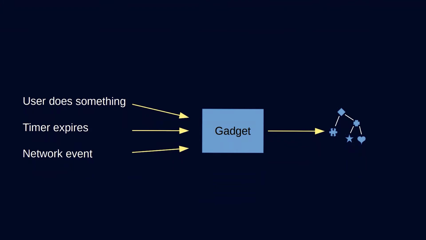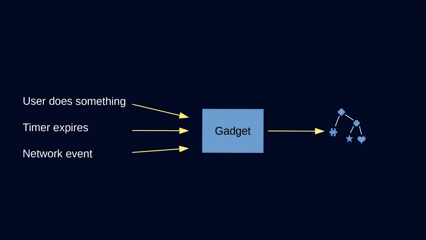Here's how all of that works from the gadget's point of view. A bunch of different things could cause the gadget to want to change what's being drawn. The user might press a button. Some timer might expire. Gadgets have access to all the regular JavaScript functions that any web page would, so they can set timers and intervals and that sort of thing.